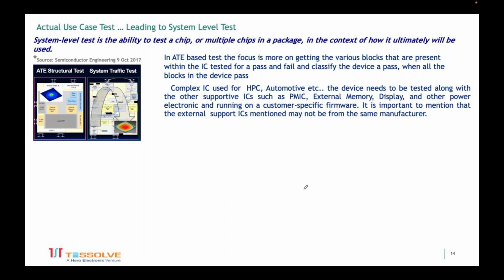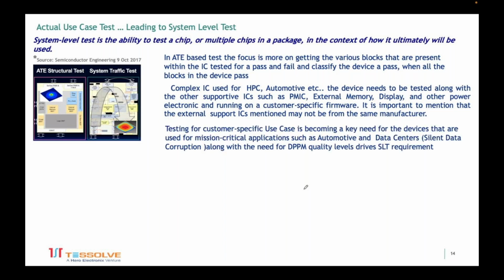It is important to mention also that the external components and ICs may not come from the same manufacturer. For example, you have a chip from AMD or Intel, the other chips will come from Hynix or Samsung and so on and so forth. So there is another variability that system level test will help to address, issues that may not be captured by ATE. And also, testing for a customer specific use case is becoming a key need for mission critical applications.